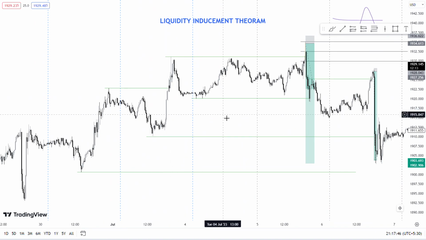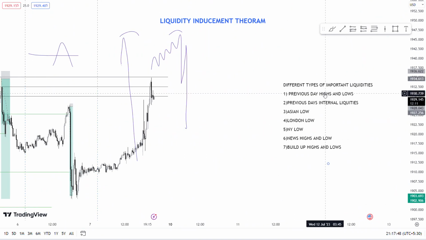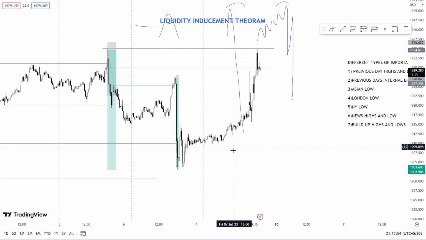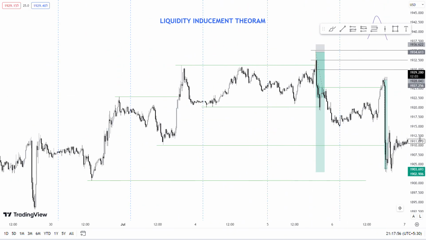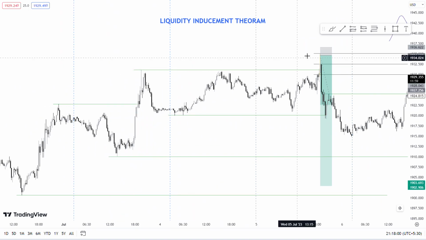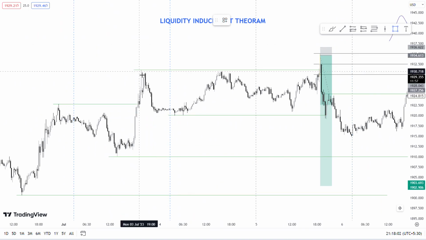Why do we mark these levels? Because these are some of the very important liquidity levels. That's why we marked them. If you see here, most of the times the price took these liquidities, you can see a nice push.